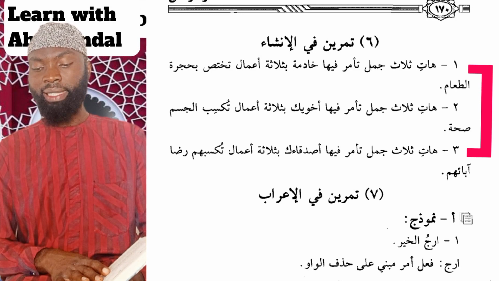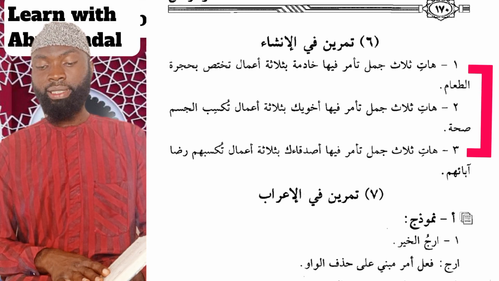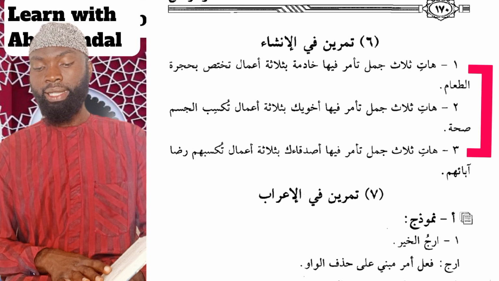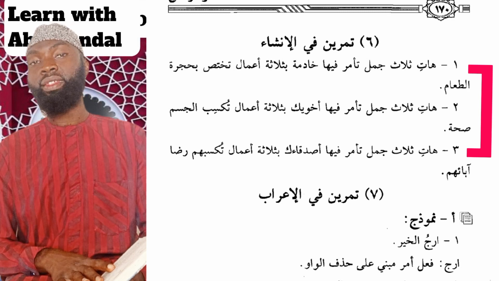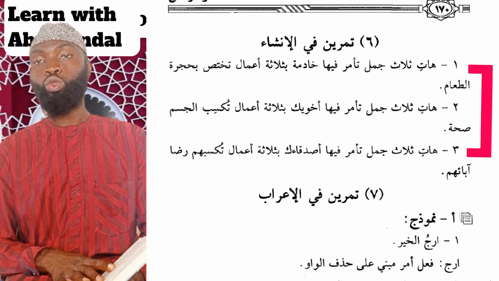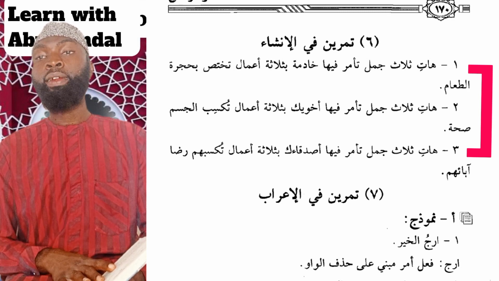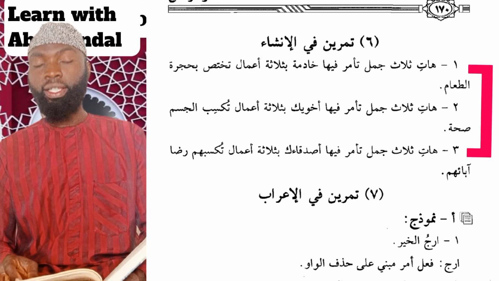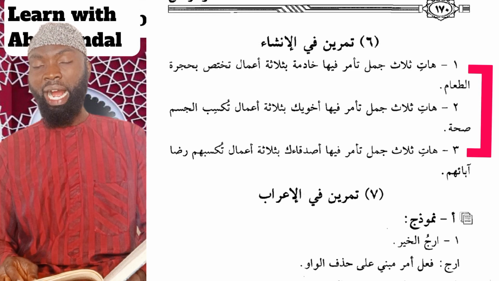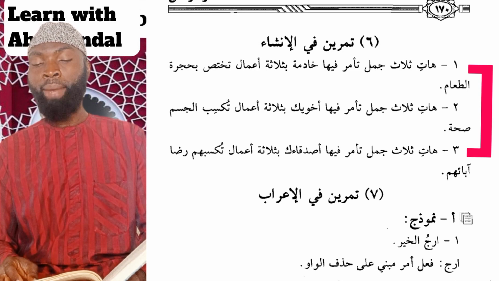Number 3, we have hati thalatha jumalin. Form 3 sentences. Ta'muru fiha asdiqa'ak. In each of them, you should be commanding your friends bi thalathati a'malin tuksibuhum ridha abaihim, with 3 commandments, or with 3 things which will grant them the pleasure of their parents. The first one, I can say akrimu aba'akum, honor your parents.